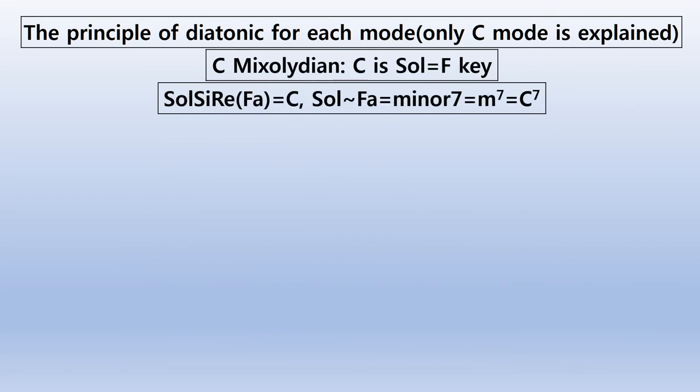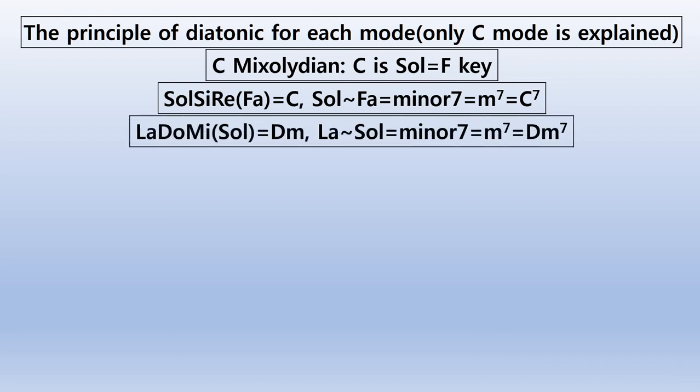Next is the Mixolydian mode. C Mixolydian is the F key because C is the Sol mode. The first So Si La triad is C, and the above note Pa is a minor seventh from Sol, so So Si La Pa is C7.